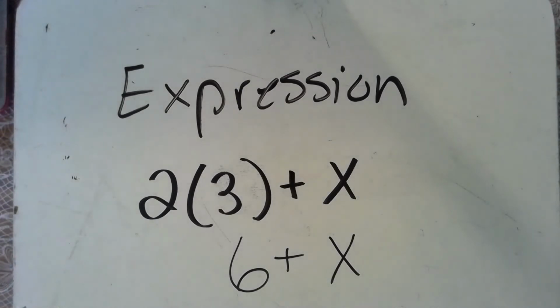So there's no answer to an expression. There's no solving an expression unless we get some more information in there. Just as it is, that's the simplified version. We can do the 2 times 3, but we cannot do the 6 plus x because we don't know what x is.